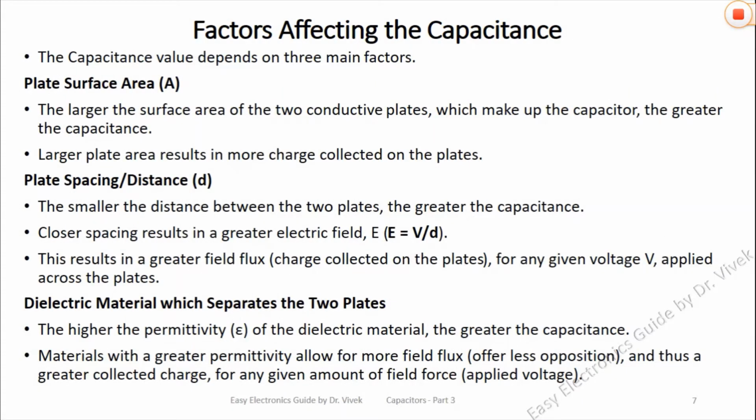The capacitance of a capacitor depends on three main factors. They are the plate surface area, plate spacing, and the permittivity of the dielectric material. The larger the surface area of the conductive plates, the greater is the capacitance. The smaller is the distance between the two plates, the greater is the capacitance. The higher the permittivity of the dielectric material, the greater is the capacitance.